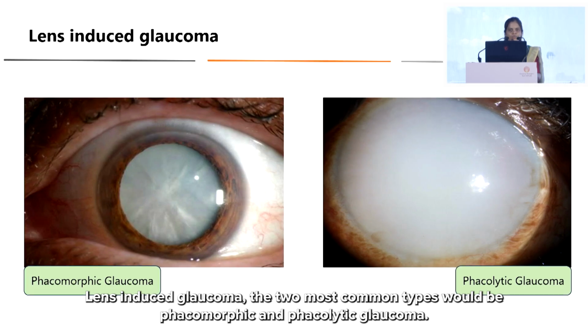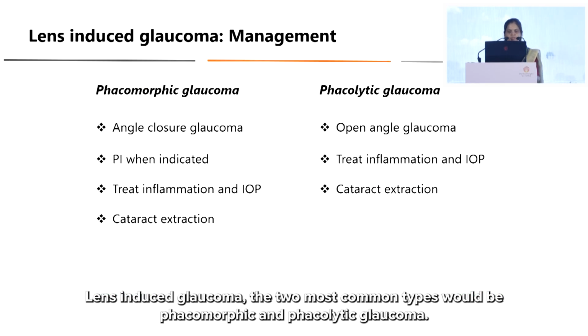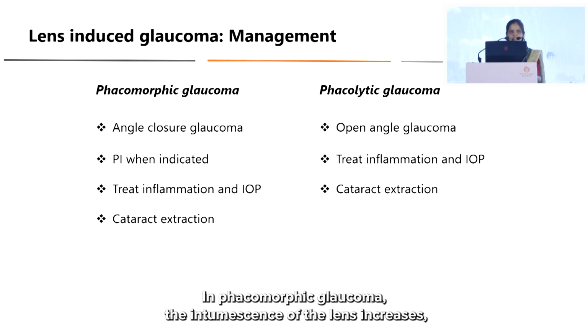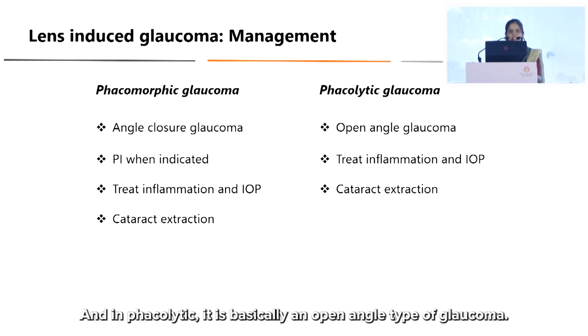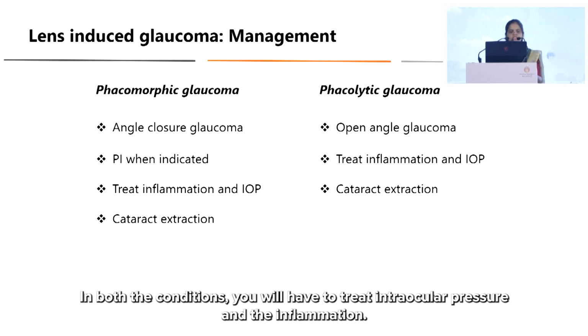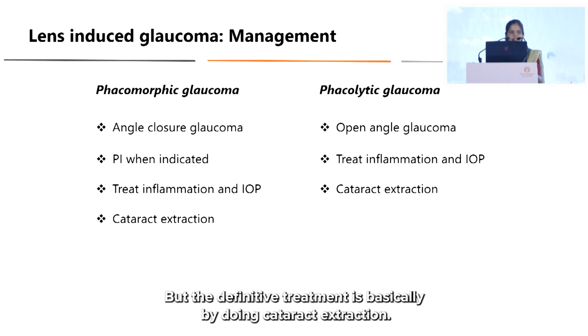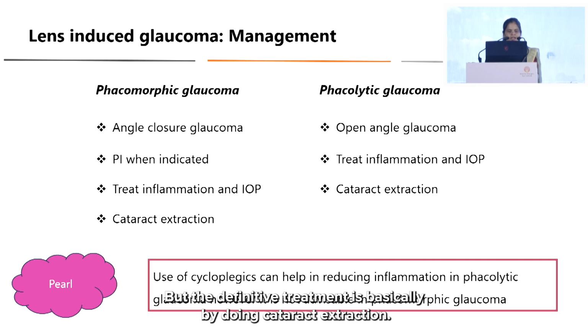Lens-induced glaucoma, the two most common types would be phacomorphic and phacolytic glaucoma. In phacomorphic glaucoma, the intumescence of the lens increases the lens thickness and causes pupillary block. And phacolytic is basically an open angle type of glaucoma. In both conditions, you will have to treat intraocular pressure and the inflammation, but the definitive treatment is cataract extraction.